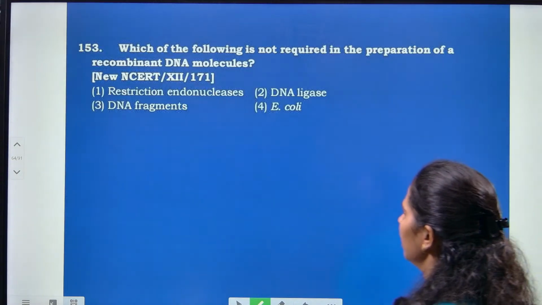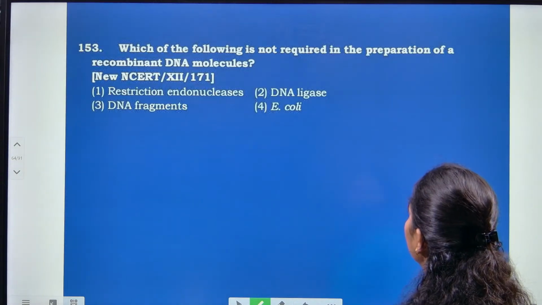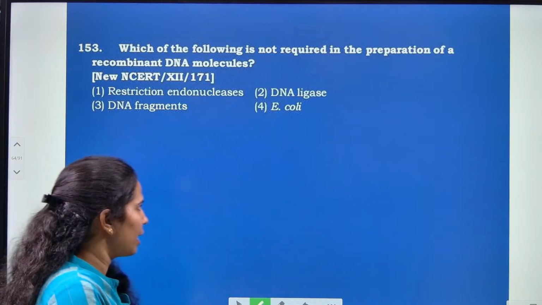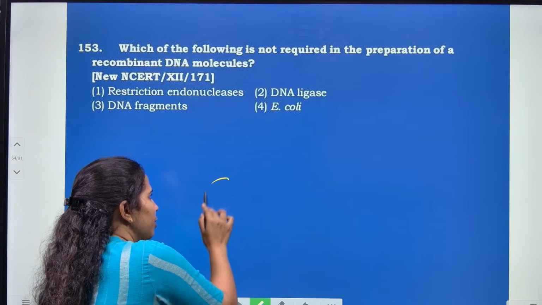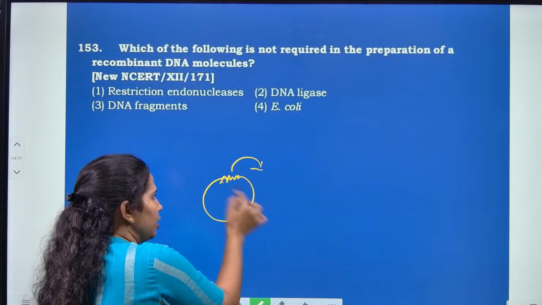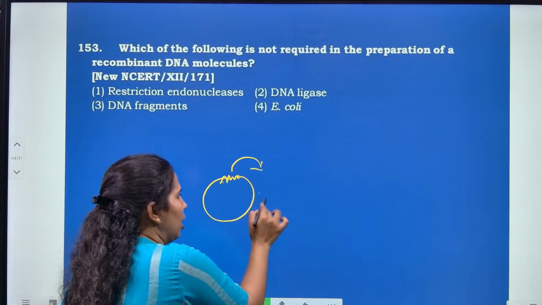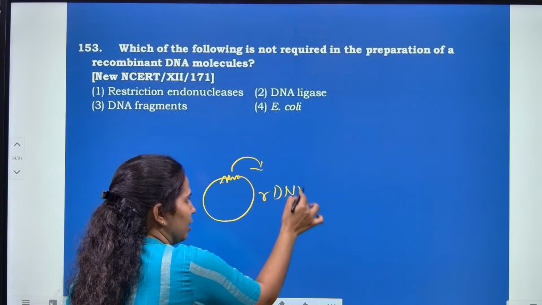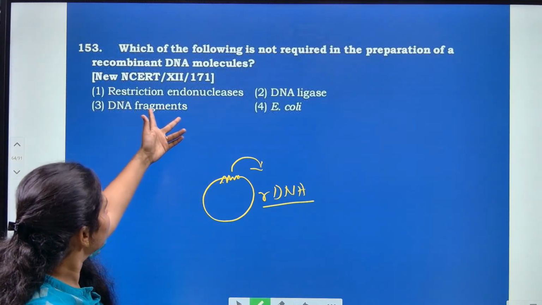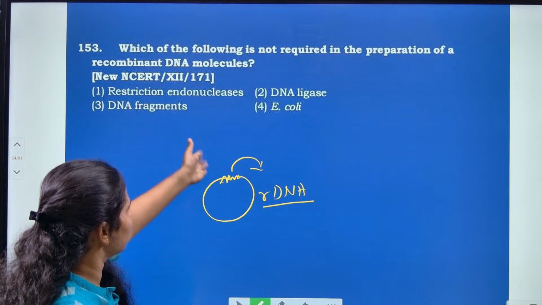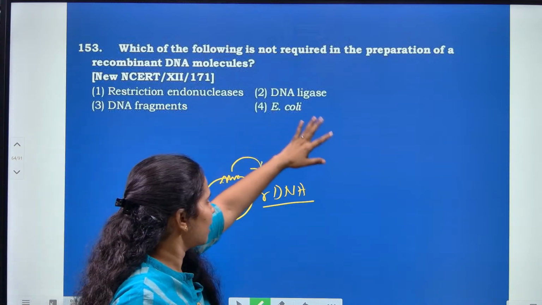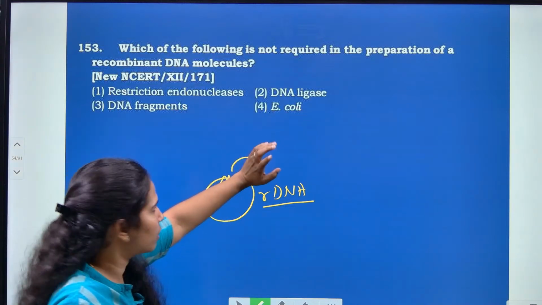Next question. Which of the following is not required in the preparation of the recombinant DNA molecule? Now we are preparing the recombinant DNA molecule here. Recombinant means a plasmid, a vector with a gene of interest. Now this is called recombinant DNA, or rDNA here. So for this, to cut the DNA fragments we require restriction endonuclease enzyme. To join it we require the DNA ligase, the molecular stitches.